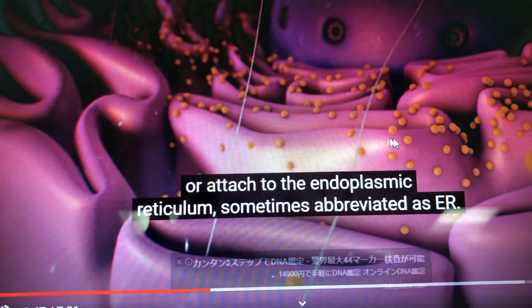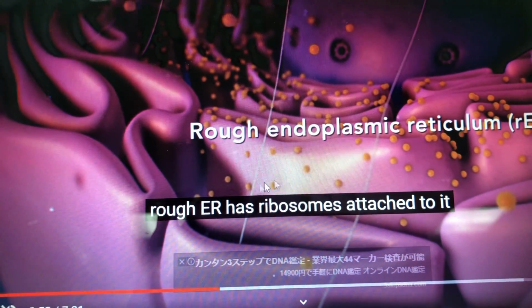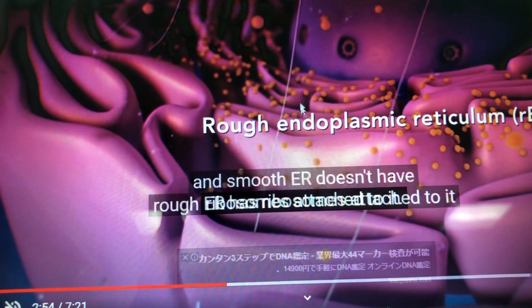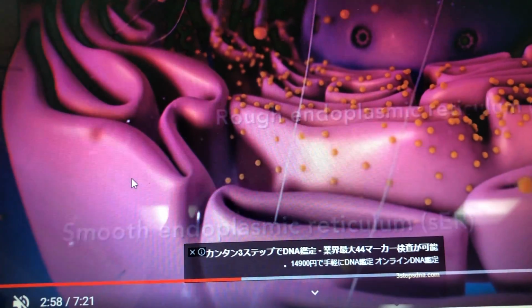Now, the endoplasmic reticulum, abbreviated as ER, has two types. The rough, which has the ribosomes over it, so it looks rough, and the smooth, which has no ribosomes attached to it. The rough endoplasmic reticulum's function is to make proteins and transport proteins. The smooth endoplasmic reticulum is for production of lipids.